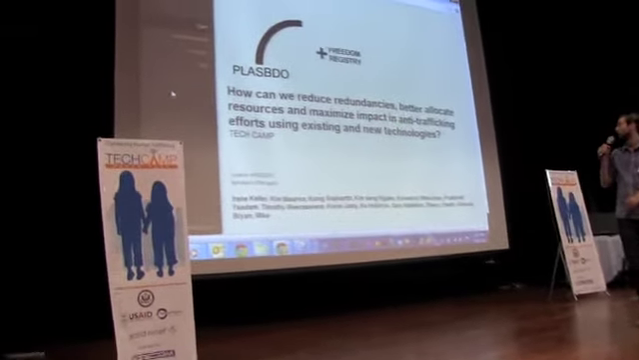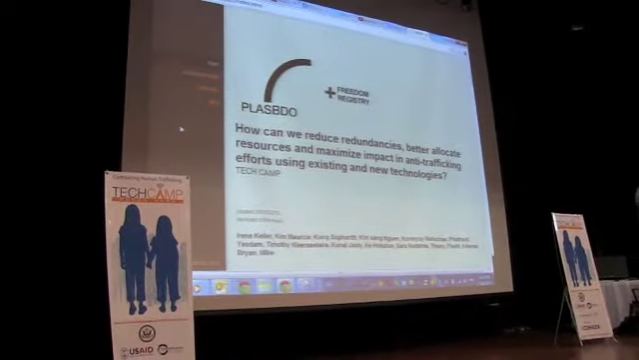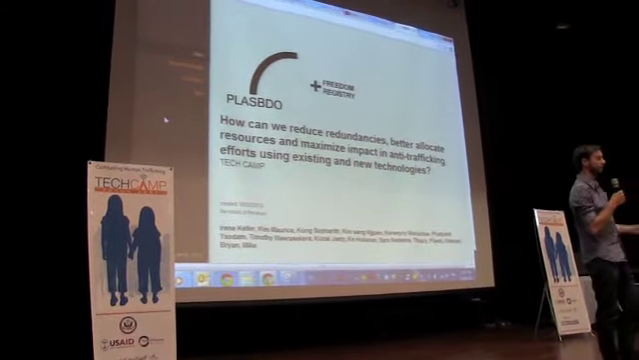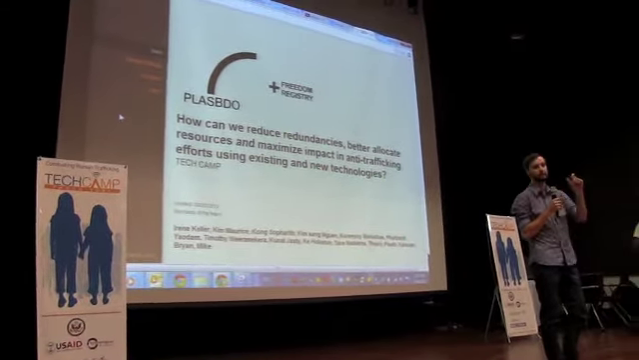All right, so our problem statement is about reducing redundancies in services and efforts addressing trafficking. And we think this is so important because for every victim and for every person at risk who has a service duplicated, that is one person who is not receiving that service. That's why we feel this is so important.